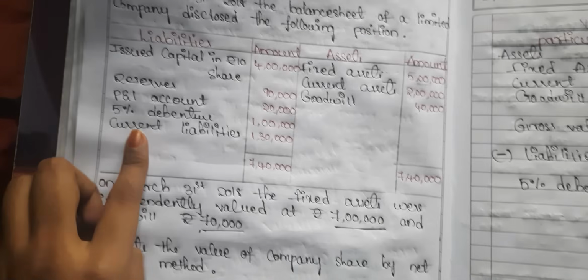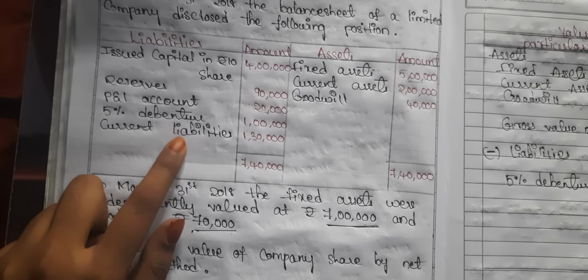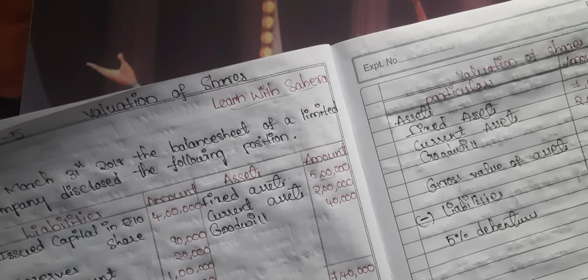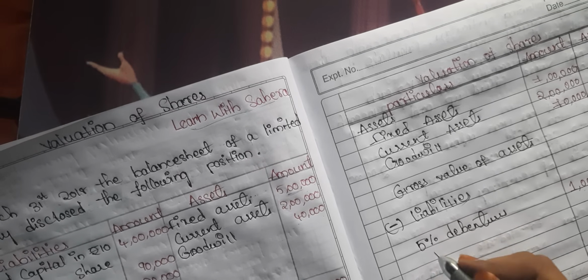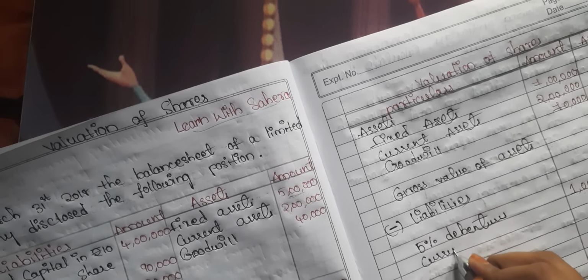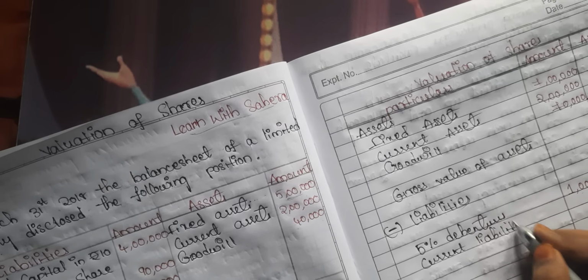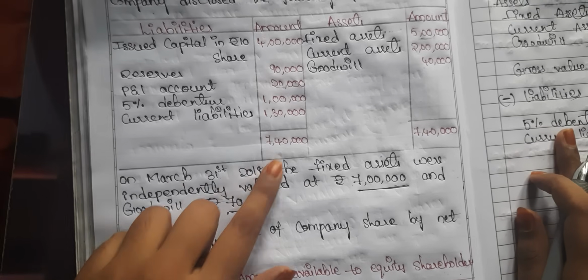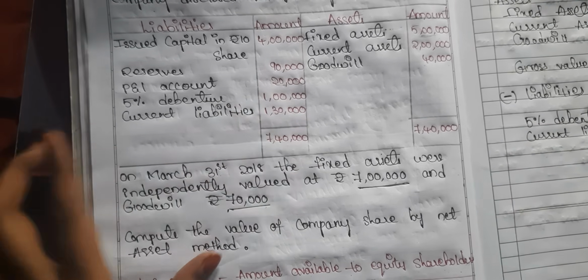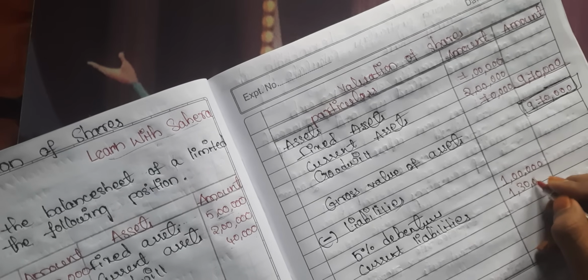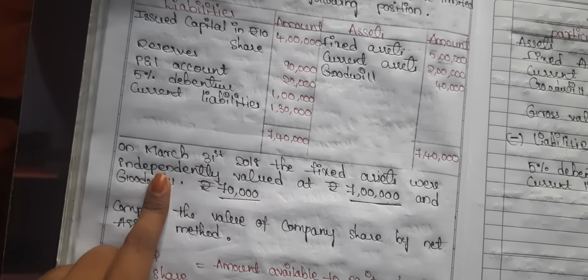Then we have current liabilities. Should we take current liabilities? Yes, we need to take current liabilities as well. So take current liabilities also. How much is the amount for current liabilities? It is 1,30,000, right? So take 1,30,000. After this, do we have any other liability here or anywhere?